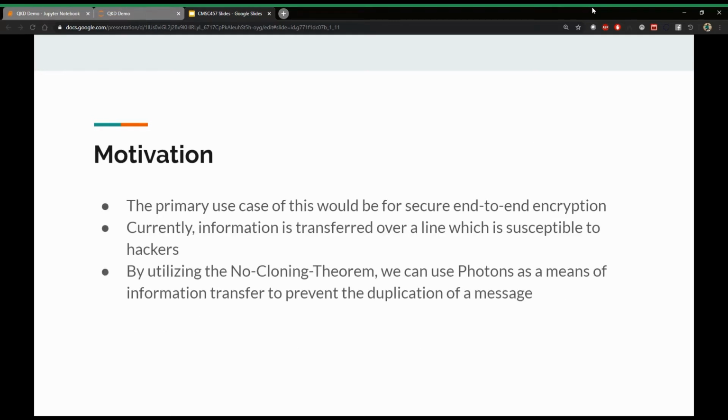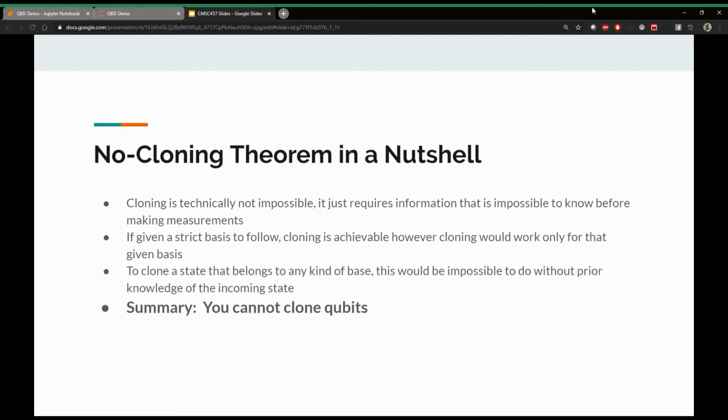The motivation behind this is to ensure that there is secure end-to-end encryption. Currently, information is being transferred over a line which is susceptible to hackers. By utilizing the no-cloning theorem, we can use photons as a means of information transfer to prevent duplication of a message. Before we begin, we should take a second to review the no-cloning theorem.